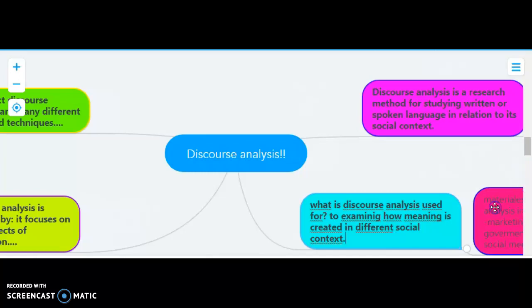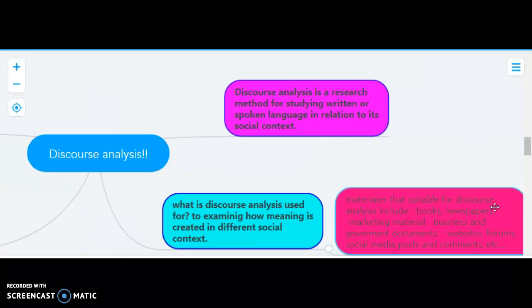And we have the materials that are suitable for discourse analysis, which include books, newspapers, marketing materials, business and government documents, websites, forums, social media posts and comments, etc.